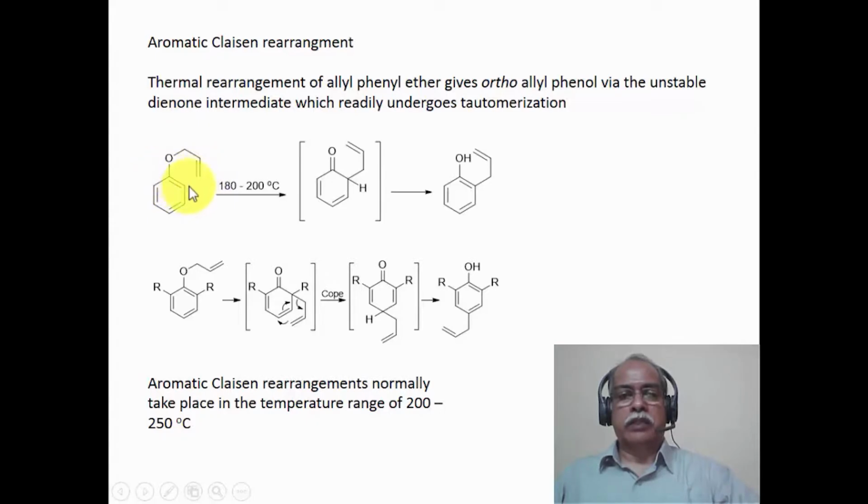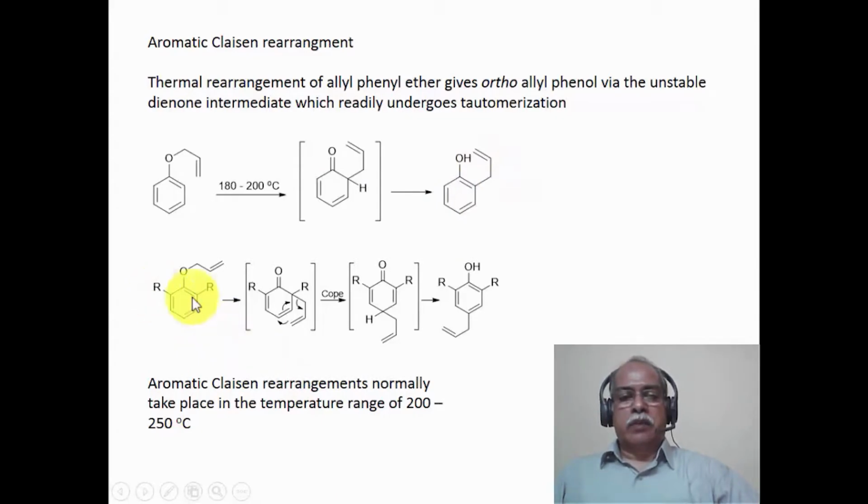So the ortho position of the phenolic group and the terminal position of the allyl group are joined together in a C-C bond forming reaction, forming an intermediate which is this ketone. The intermediate ketone does not survive under the reaction condition. It readily undergoes keto-enol tautomerism to give the corresponding phenolic product, which is ortho-allyl phenol in this particular case.